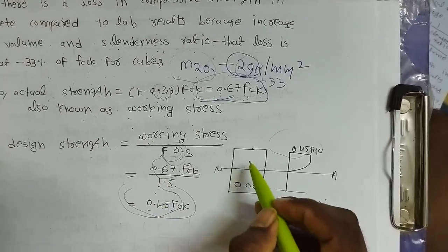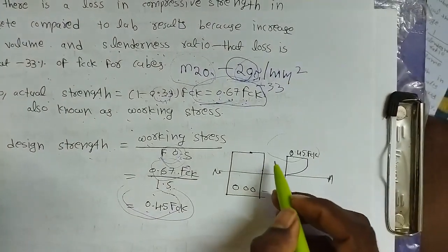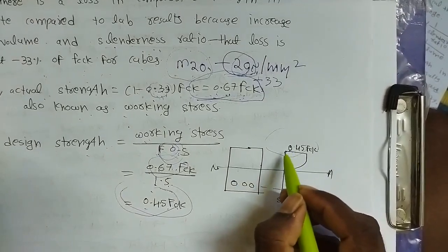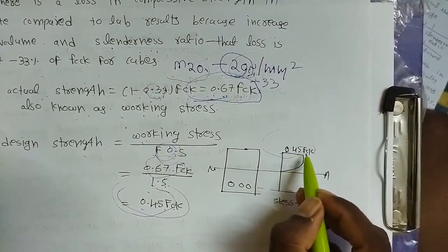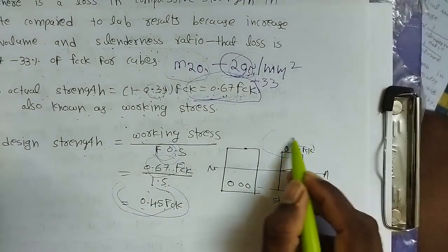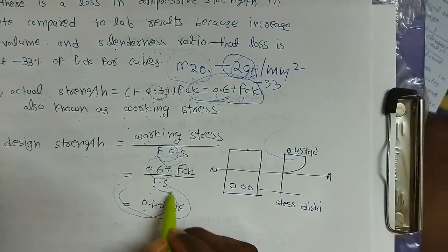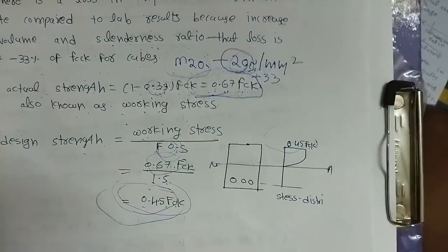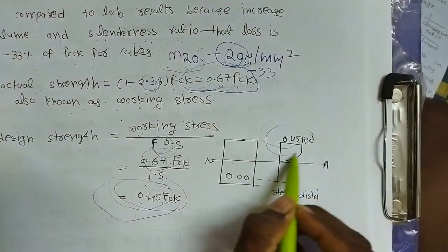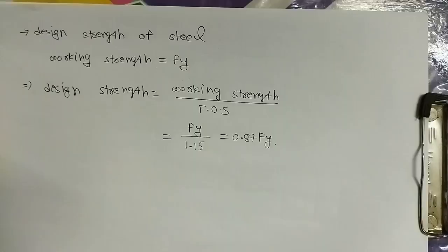In the stress block parameters derivation, we consider the design strength of concrete directly as 0.45 fck. That's why we consider 0.45 fck in the stress block parameters derivation.